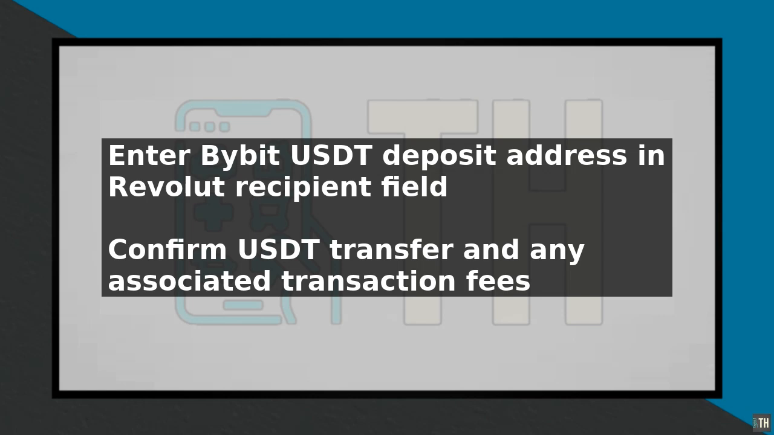Once you have initiated the transfer, you can track the status of your transaction on the Blockchain Explorer or within the Bybit platform. When the transfer is complete, your USDT balance will be updated in your Bybit account, and you can use it for trading or other purposes.